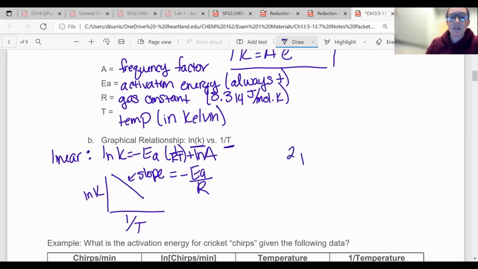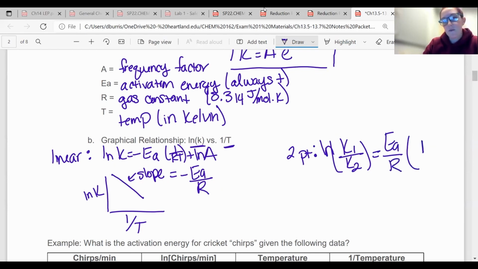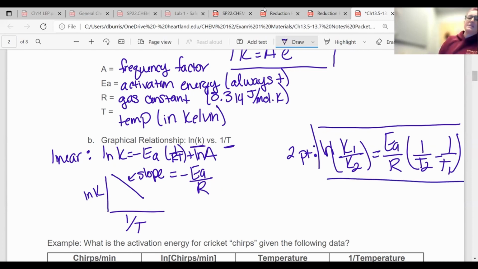However, if you only have 2 points, you can also find the slope of a line with 2 points. So if you had 2 different k's at 2 different temperatures, we can rearrange this equation. It's going to be the natural log of k1 over k2 equals Ea over R times 1 over T2 minus 1 over T1. All right, so this equation is going to be extremely useful, especially when you're doing your homework in determining k or activation energy of something along those lines. So we're definitely going to be using these equations quite a bit to determine k at different temperatures.